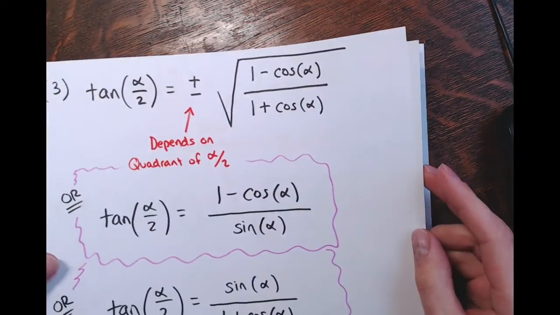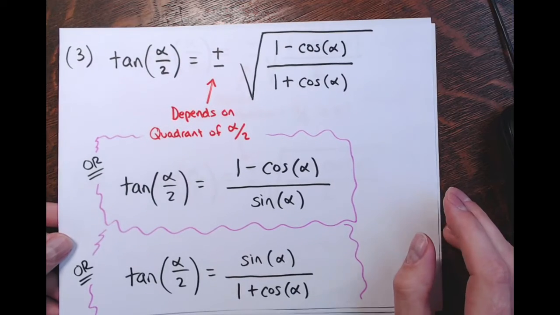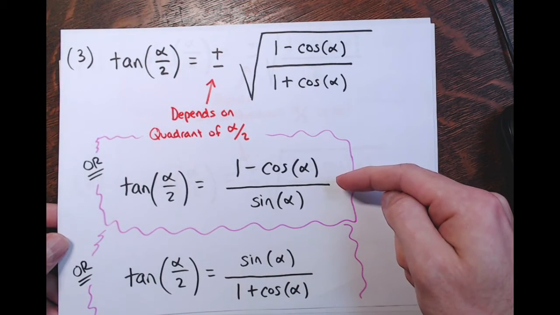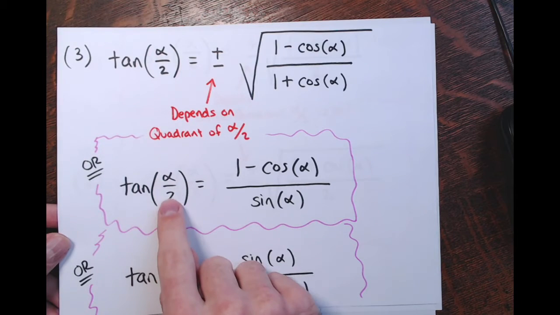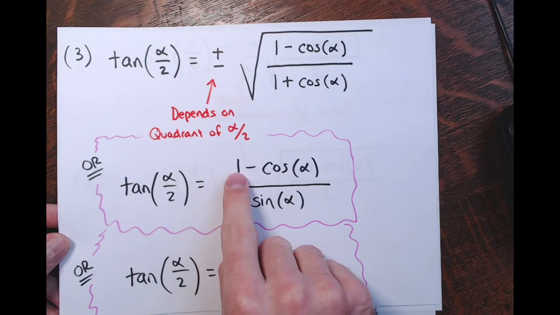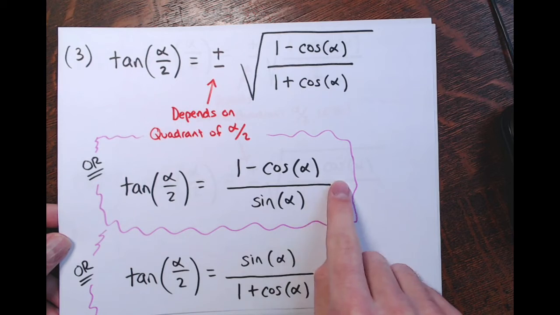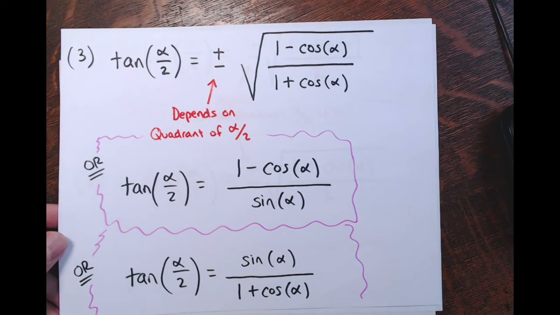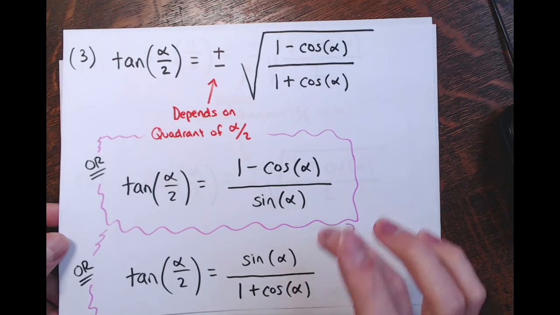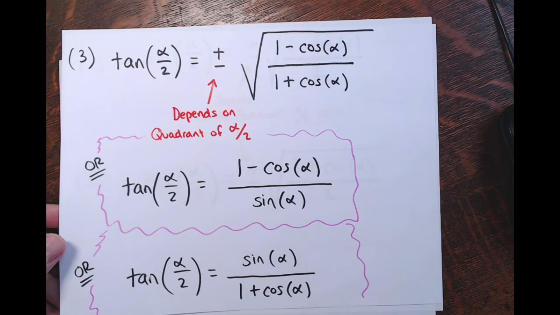And the tangent of half an angle had 3 different versions. I personally like this second one, so I'll just read that one. The tangent of half an angle, alpha over 2, is 1 minus the cosine of alpha divided by the sine of alpha. And again, you can look at the other two if you wish. I personally use the middle one more often than not.